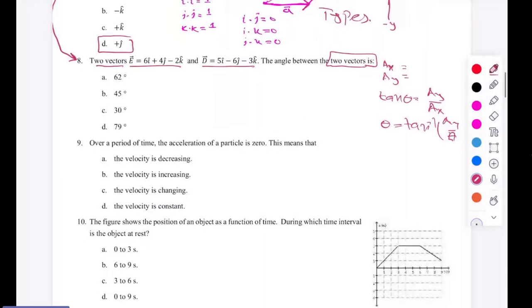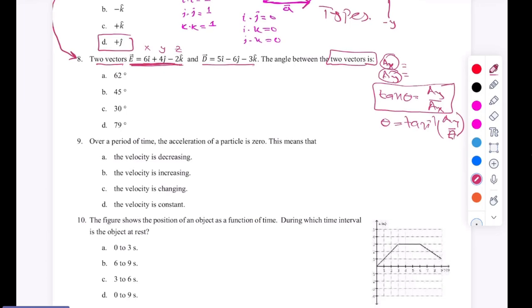So you can find the theta as well. Now two vectors are given, with an X component, a Y component, and a Z component. So how do we find an angle in that situation? If you are given only two components like AX and AY, use this formula. But if you have this kind of vector, where many components are given, then always use dot product.